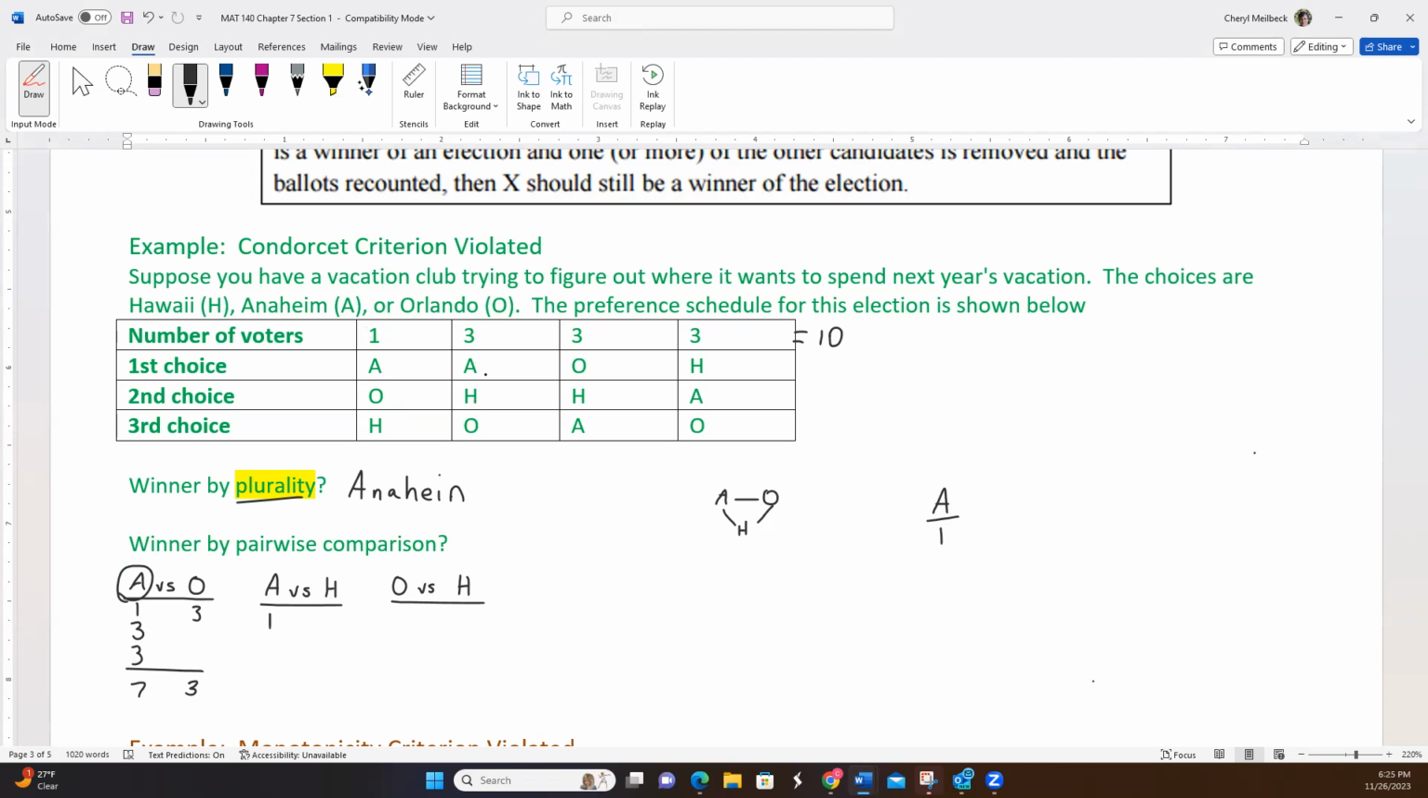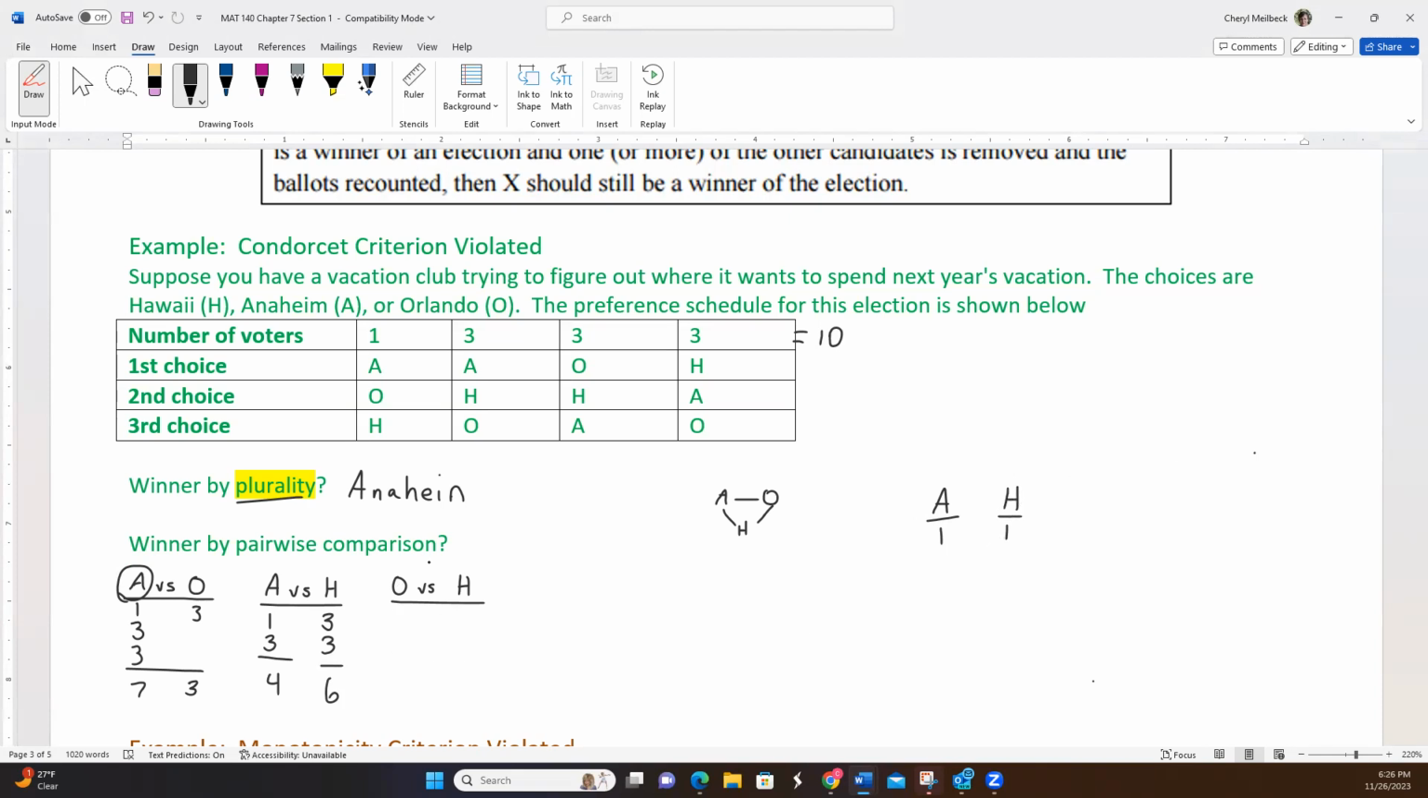In column 2, A is ahead of H, so A will get those 3 points. In column 3, H is ahead of A, so H will get those. And in column 4, H is also ahead and will get those 3 points at the top of the column. So it's 6-4, and it looks like H is giving A a run for its money.